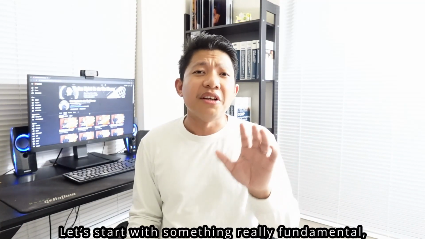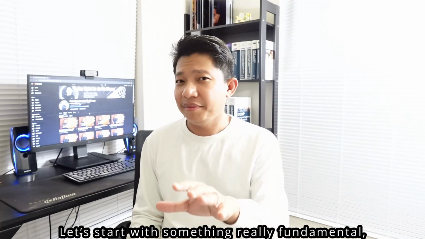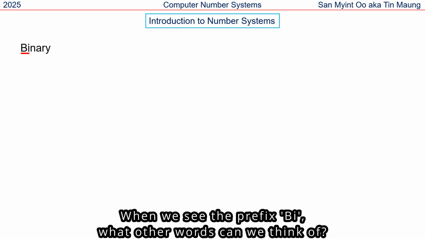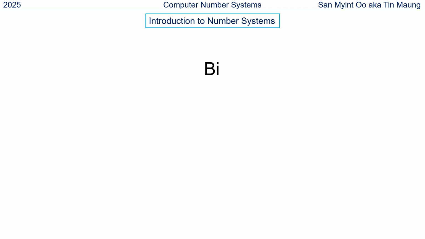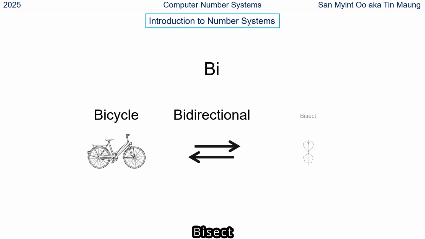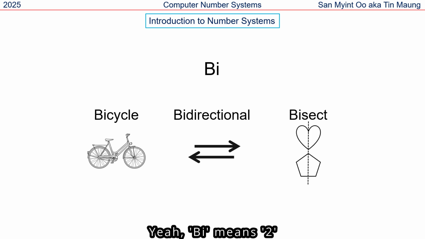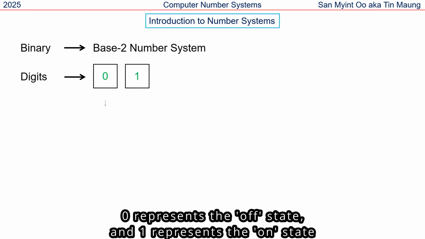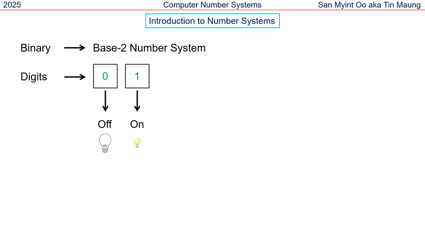Alright, let's start with something really fundamental, binary. When we see the prefix bi, what other words can we think of? Biscale, bidirectional, biset. Yeah, bi means 2. Binary is a base 2 number system using only the digits 0 and 1. 0 represents the off state and 1 represents the on state.